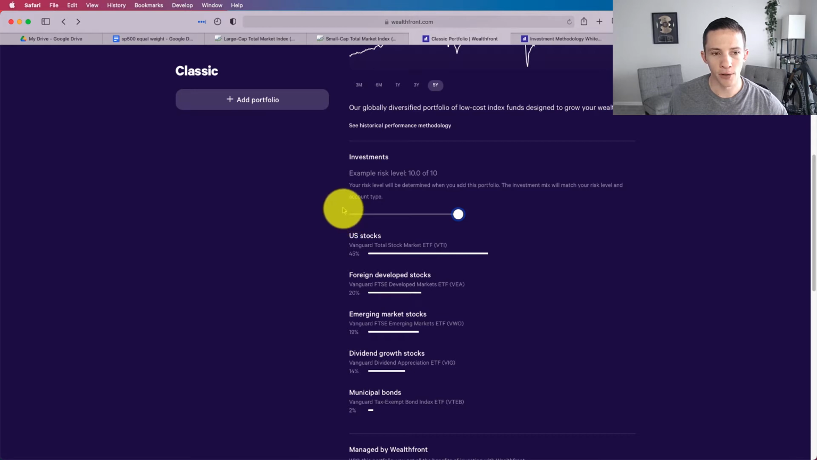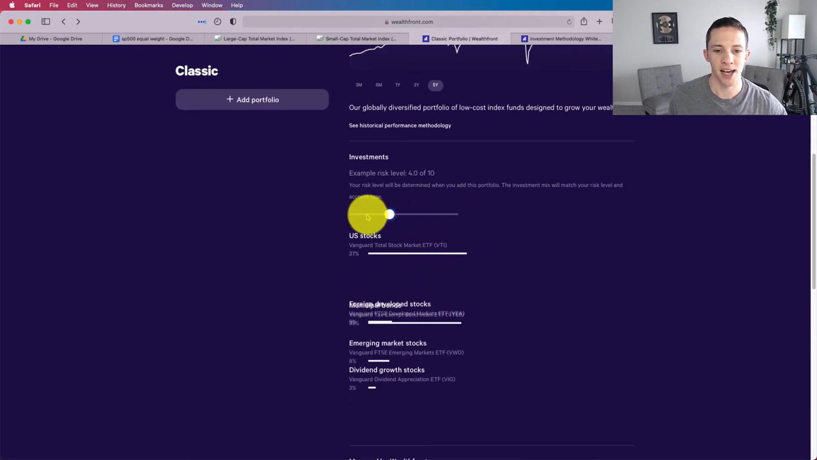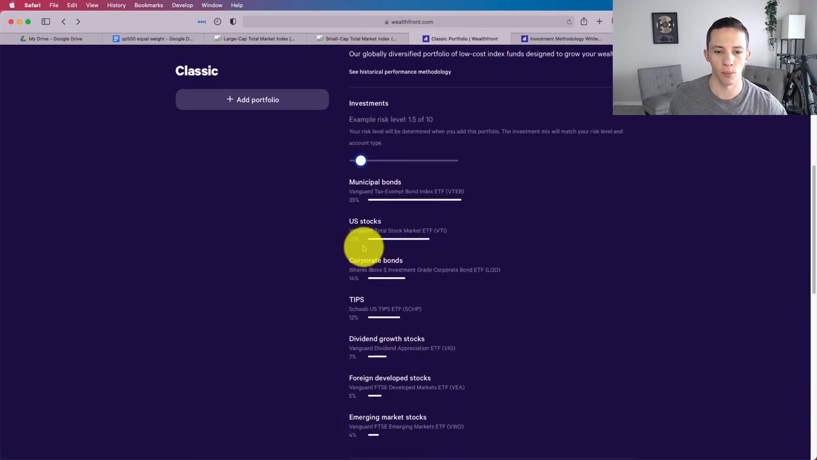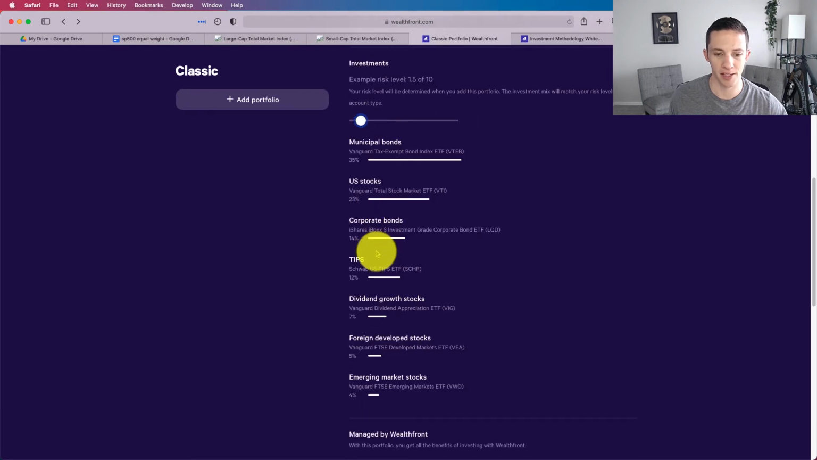One thing I have to point out is Wealthfront keeps their portfolios pretty simple. At 100% equities, you've got exposure to 5 asset classes, 5 funds. Down here, as you get more into bonds, you get more exposure to other asset classes. So you get exposure to, I think, 7 asset classes right here. So it's still a pretty simple portfolio.